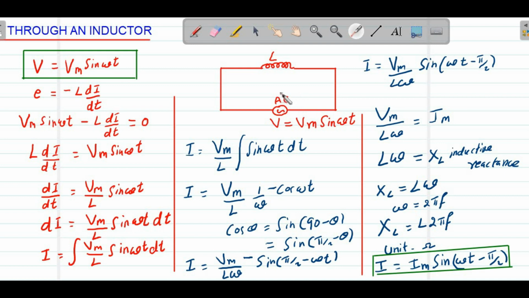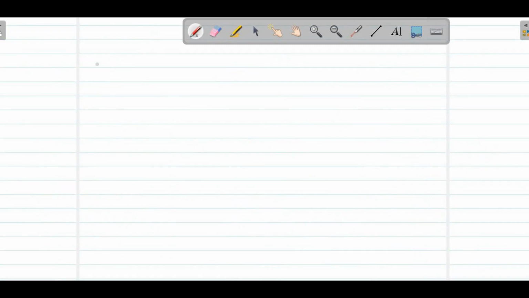Okay, now we can see the graphical representation of the voltage variation according to this equation and the current variation according to this equation, and also the phasor diagram of voltage and current in an AC circuit with an inductor coil. We can see it on the next page. So we have the equation of voltage given by the AC source, V is equal to Vm sin omega t, and the current equation we derived, I is equal to Im sin (omega t minus pi by 2).